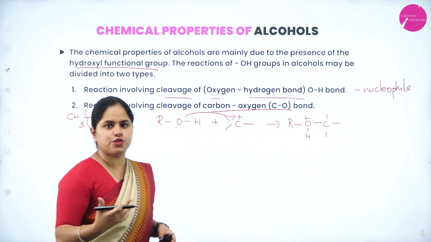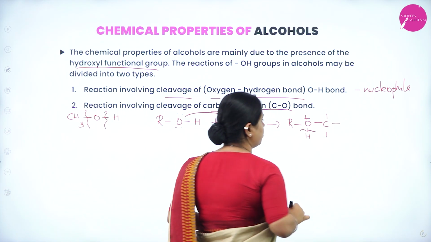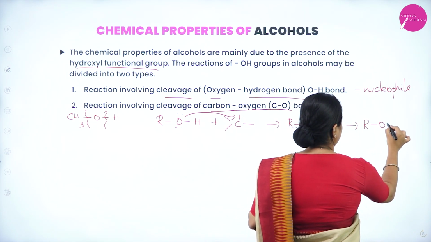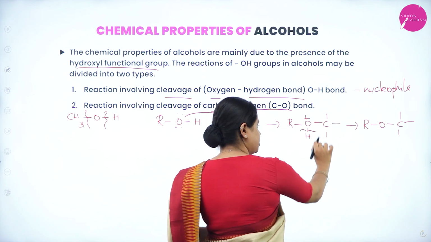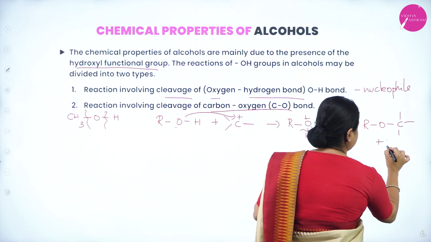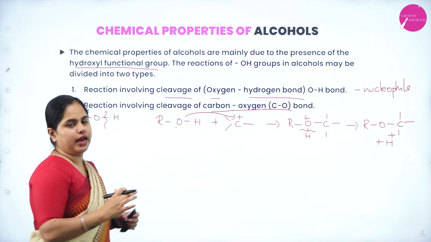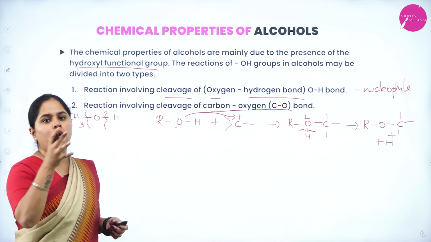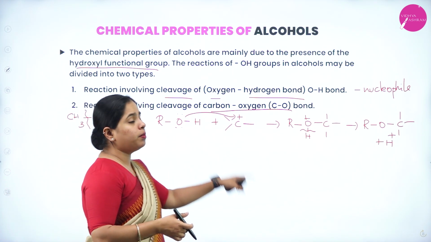Of course, the oxygen doesn't want to stay with the positive charge. So this oxygen-hydrogen bond will be broken. And what are you going to get? RO-C, and this bond is broken. The plus charge goes with the hydrogen and H plus will be released. This is how the general reaction takes place when the alcohol is behaving as a nucleophile. The OH bond will be broken. The next one is the reaction involving cleavage of the carbon-oxygen bond.